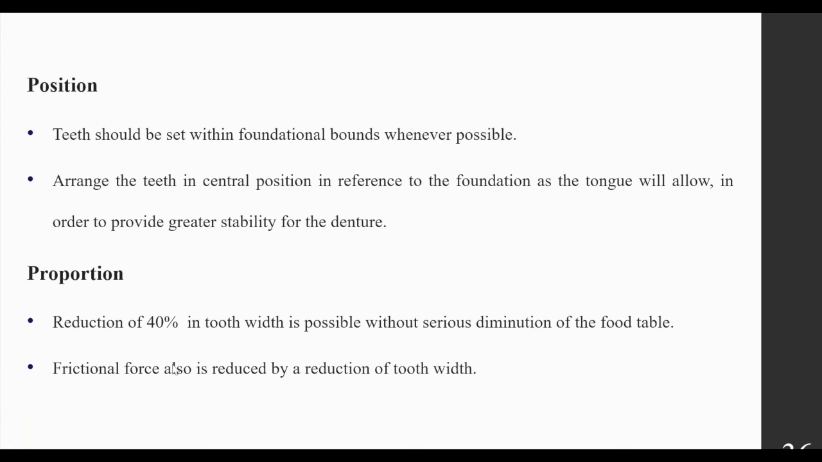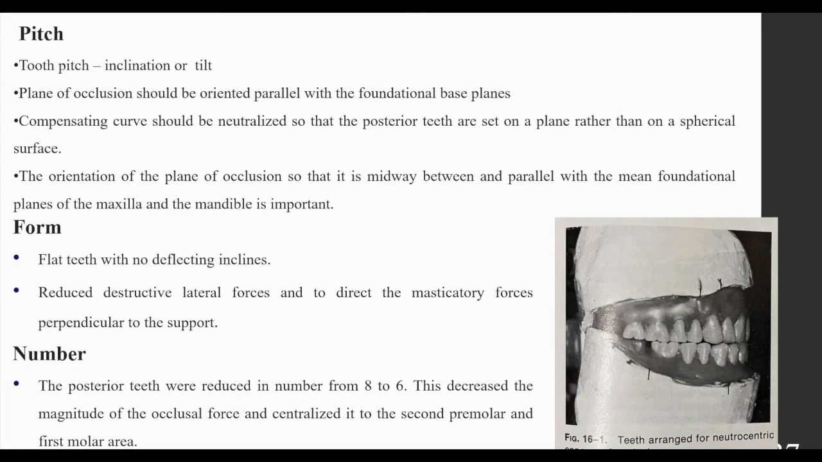Coming to proportion, a reduction of 40% in the tooth structure in the width is possible without serious diminution of the food table. It is necessary to establish centralization, or else there will be encroachment on the tongue space. Frictional forces are also reduced by reduction of the tooth width. Coming to pitch, pitch is synonymous with the tilt or inclination. Here the aim is to reduce the pitch as found in the natural dentition and to parallel the pitch of the occlusal plane with the maxillary and mandibular base plane.